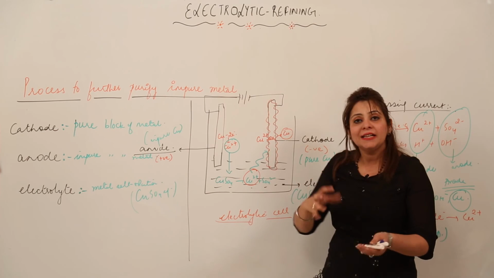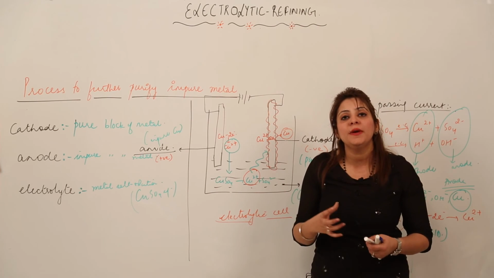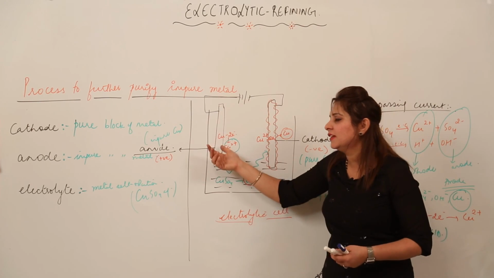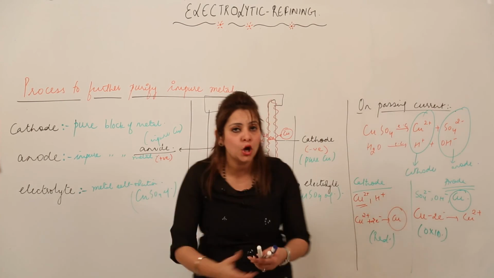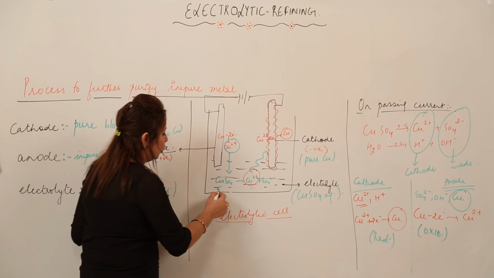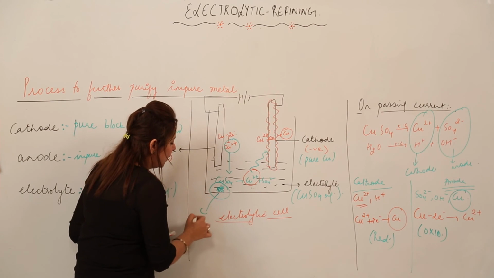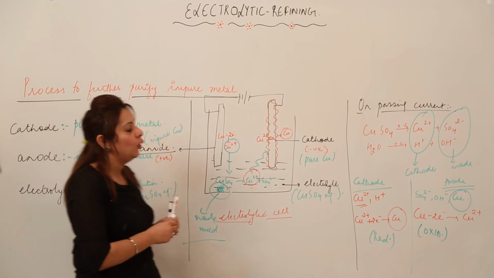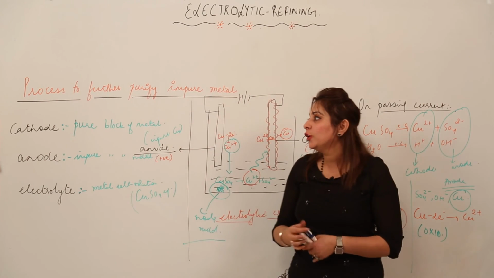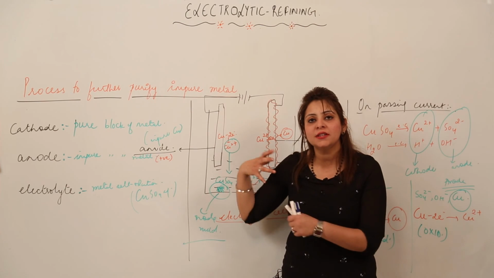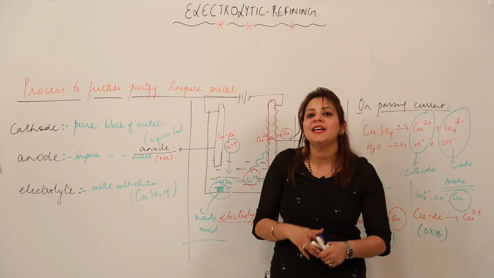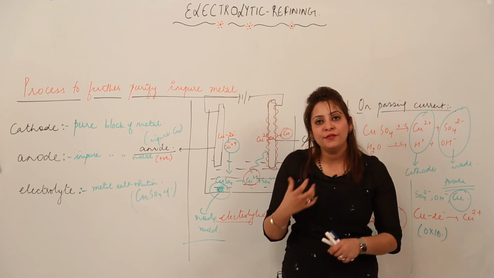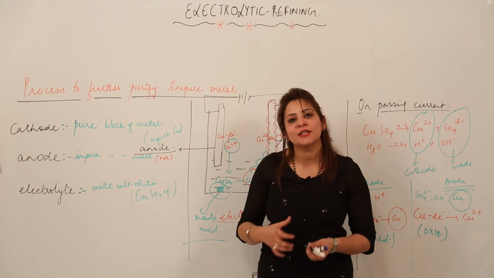So at the end of electrolytic refining, the pure metal is always obtained at the cathode, and moreover the impurities which are present in the impure block will get deposited under the anode like this, and it is called anode mud. So this is how we do electrolytic refining, the fourth step of metallurgy, or you can say another use of electrolysis. That means refining, purifying the metal by using the process of electrolysis.